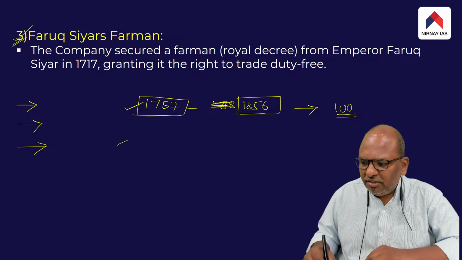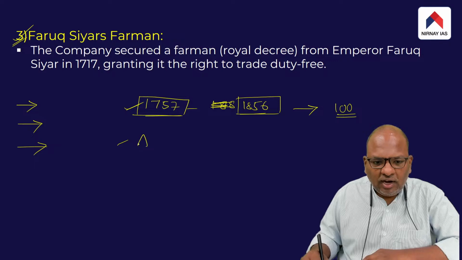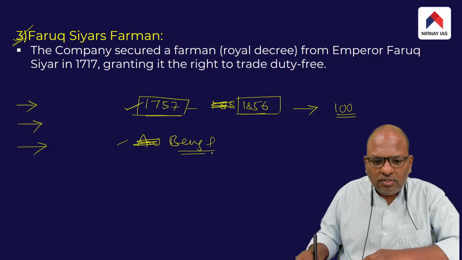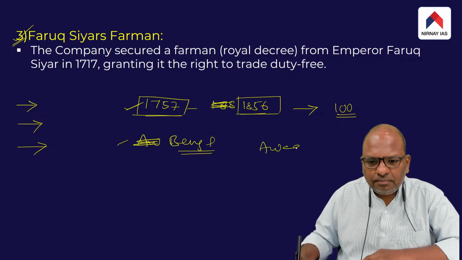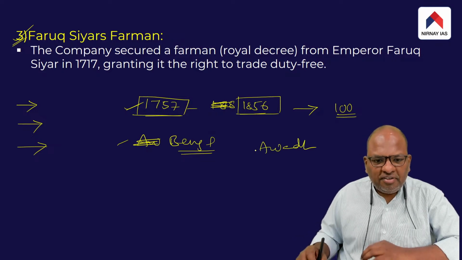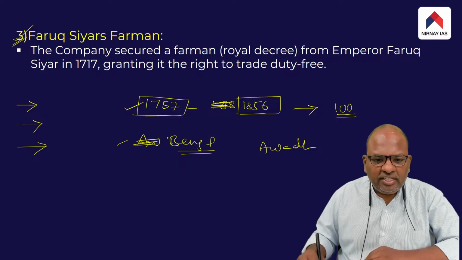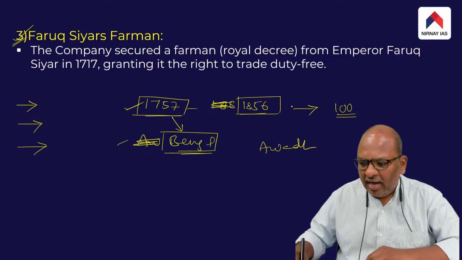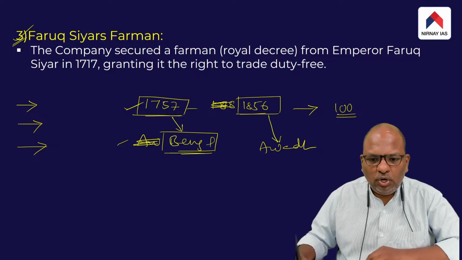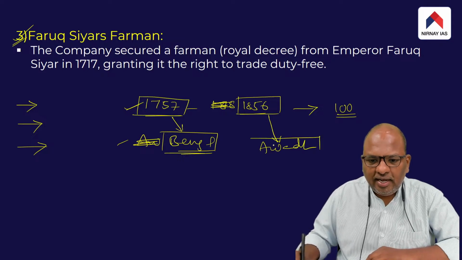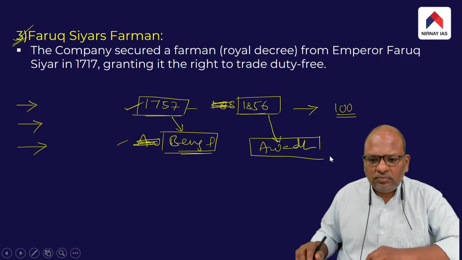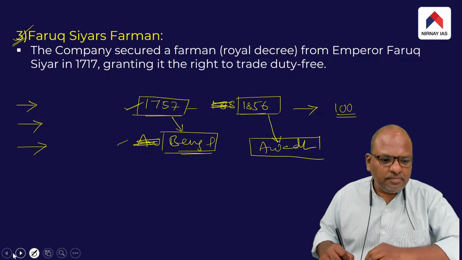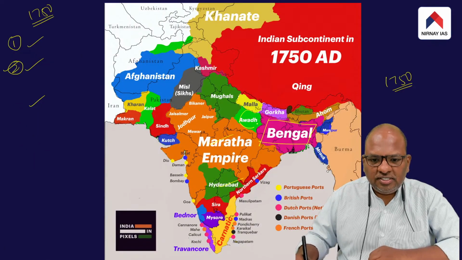The British conquest of India began with Bengal and it ended with Awadh. The first territory to be conquered by the British was Bengal, in the year 1757. And the last kingdom to be conquered by the British in India was Awadh. This is basically the Awadh kingdom.